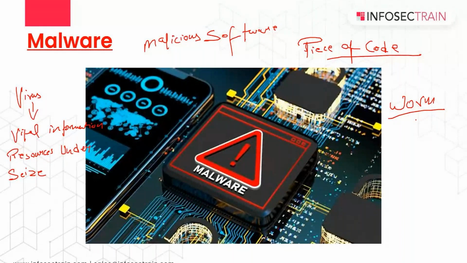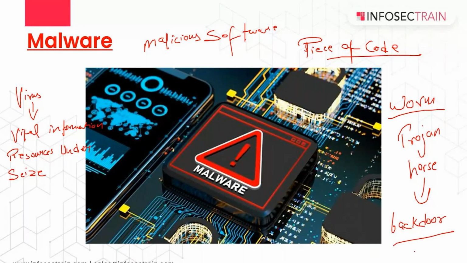Then there is one more, which is known as Trojan horse. Now, what does a Trojan horse do? Whenever you hear the word Trojan horse, always remember there is a backdoor. So it gives access to the system. It opens the back door for the attackers.